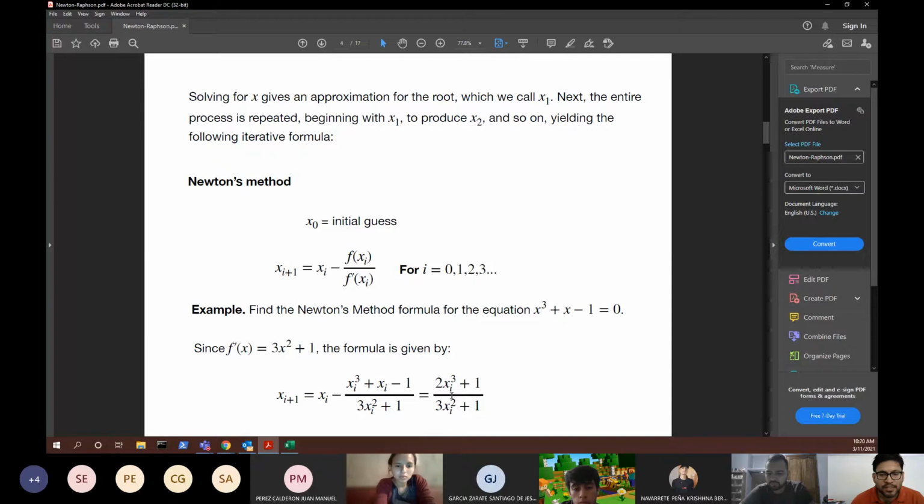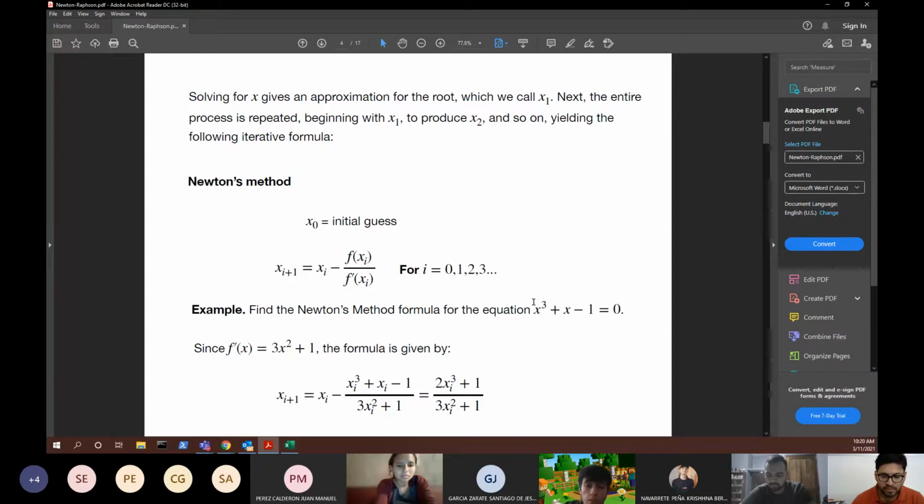And I'm going to have 2xi to the power 3 plus 1, because this sign is going to be multiplying this minus 1. It's going to be plus 1, and then we're going to have the same denominator in this formula. So it's pretty easy to actually obtain this type of formula. Okay, so we now obtain Newton's formula for this equation. This is Newton's formula for this equation.